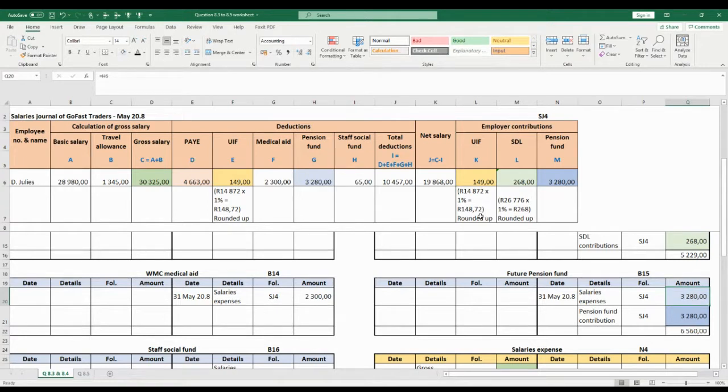So that 3,280, which the employee said they can deduct from his salary, goes to the first line item, which is the 3,280. Okay, and that goes to salary expenses, which will then net off to the net salaries that we pay out.